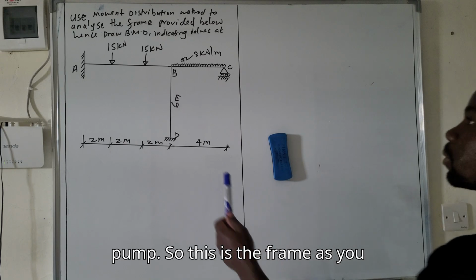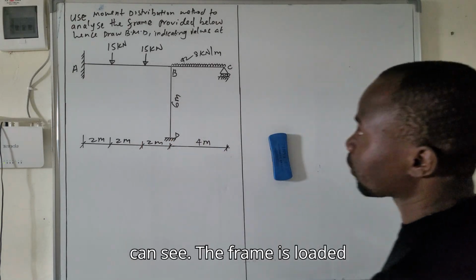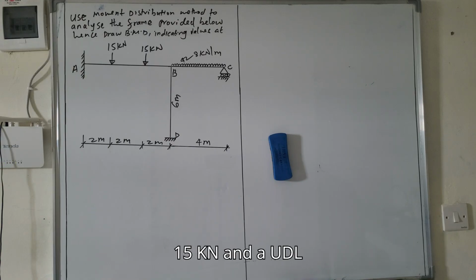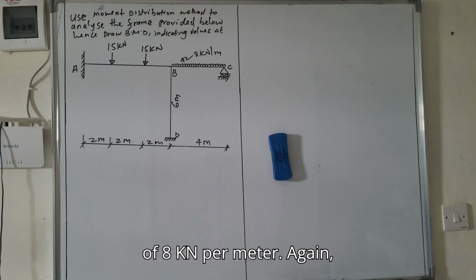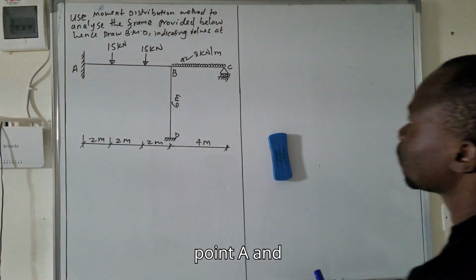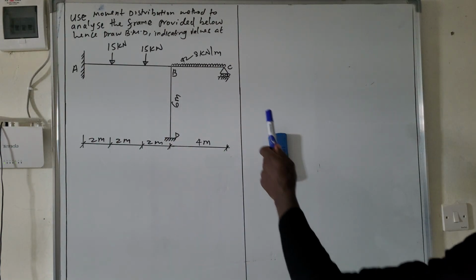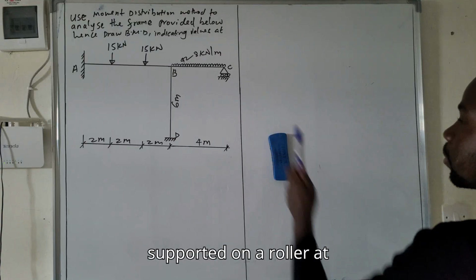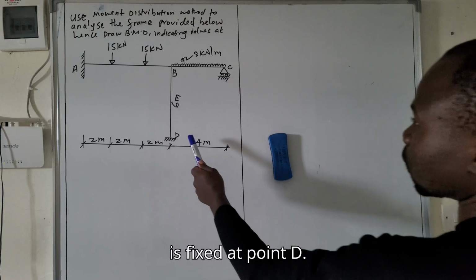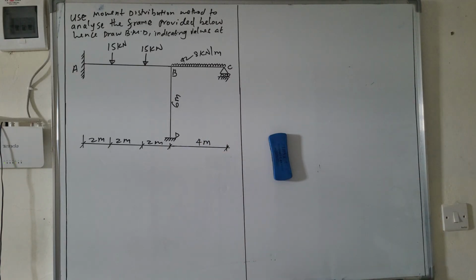So this is the frame, as you can see. The frame is loaded with both a point load of 15 kilonewton and a UDL of 8 kilonewton per meter. Again, the frame is fixed at point A and supported on a roller at point C. Again, it is fixed at point D. The EI is constant.